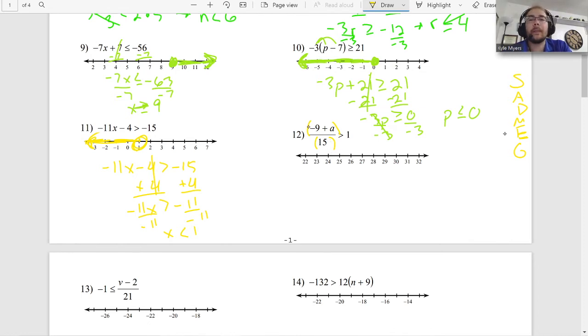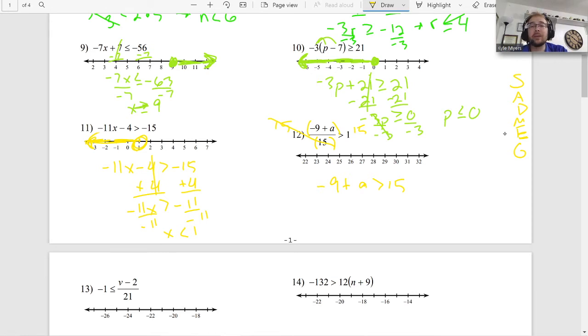Okay, so negative 9 plus a, I would try to add 9 to both sides first, normally, because that would be the A in SADMEG. But I'm actually going to multiply by 15 on both sides first because negative 9 plus a is wrapped up in parentheses. Until I get rid of that parentheses, I have to deal with stuff that doesn't really need to be wrapped up in parentheses. This 15 doesn't need to be wrapped up in parentheses. The negative 9 plus a does. So I'm going to get rid of the 15 first, actually. When I do that, I get negative 9 plus a less than 15.